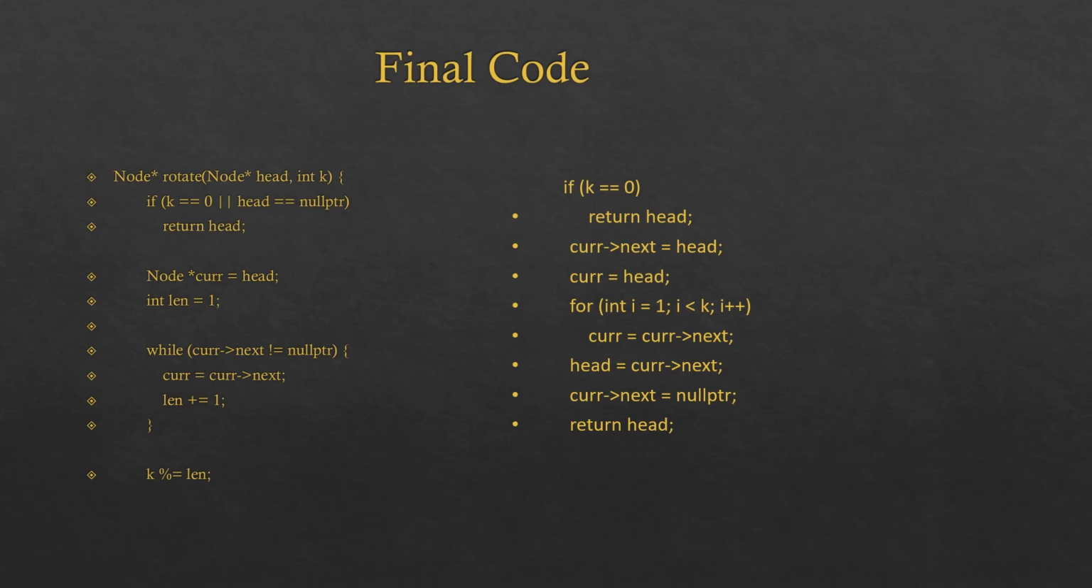Here's the complete code for rotating a linked list. We first handle edge cases, then calculate the length of the list, reduce k with modulo, make the list circular, and finally perform the rotation by updating the head and breaking the circular link.